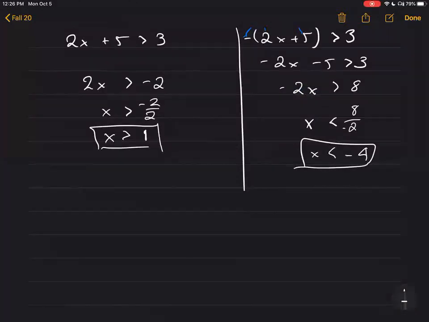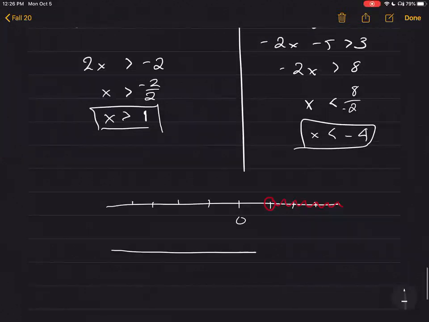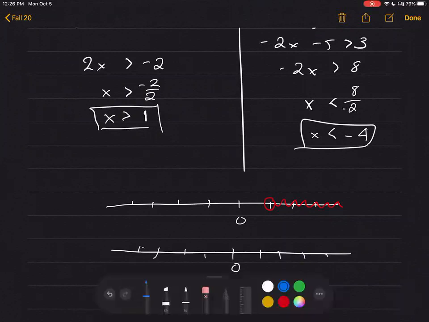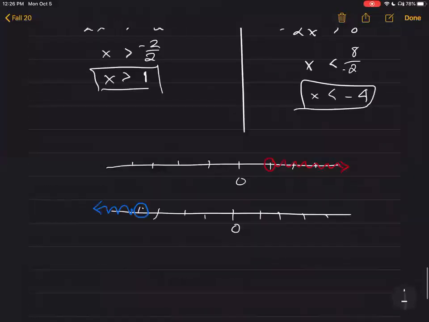So if we draw these on a real number line, we've got 0 here, some ticks. We have x is strictly greater than 1, so that would look like this. And for the other one, we draw another number line. We have x is strictly less than -4, so that would look like this. And so when we're looking at the solution set of this, we're going to union it.